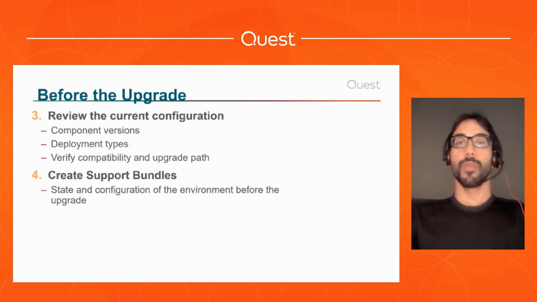Before the upgrade, we also suggest to review the current configuration of the Foglight environment, such as what version of the components are currently in use, operating systems, type of deployment, and available resources. This, along with information in the documentation, can help identify if there's any changes that may be needed before moving forward with the upgrade, define the upgrade path, and software that needs to be downloaded.